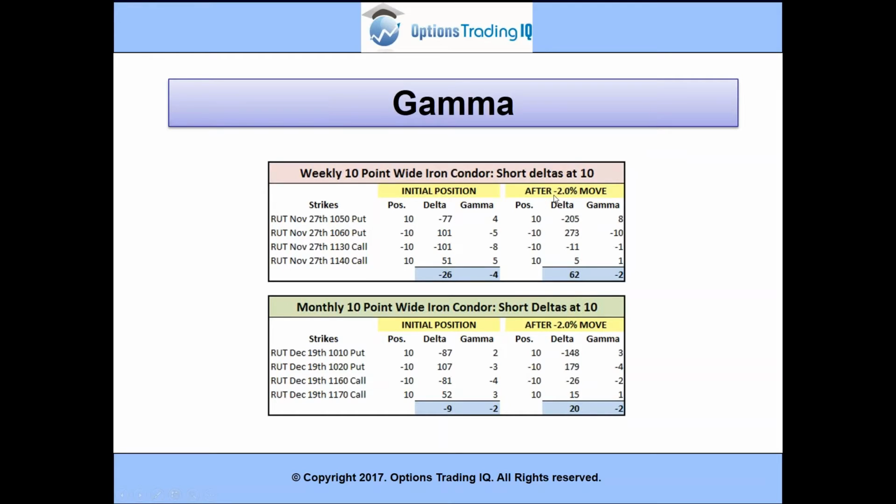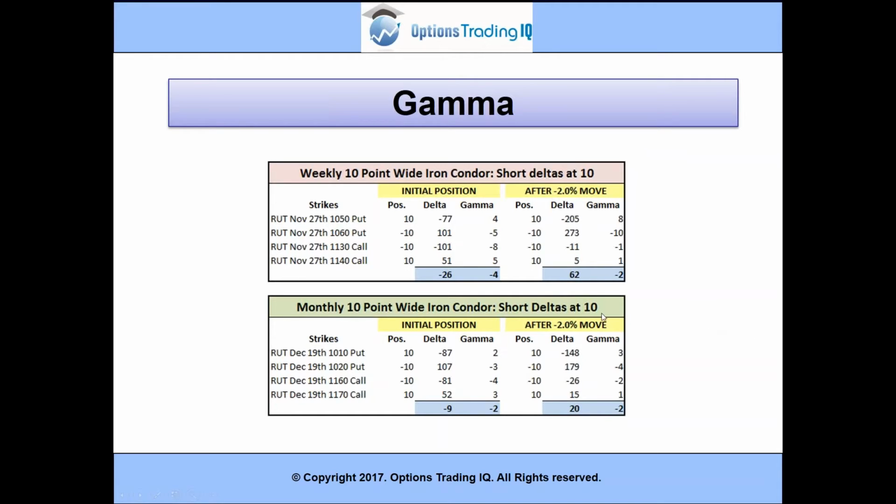We had negative delta, so a down move is good for us. Look what's happened to delta in this example. It's shot up to 62. That's a massive change for only a 2% move. We've gone from negative delta to massively positive delta. That's how gamma works. With a high gamma, your delta is going to change really quickly. That makes things hard if you're trying to stay delta neutral. If you're a delta neutral trader, high gamma means you're going to have to adjust a lot to get your delta back into line. That might not be something that you want to do. It incurs slippage, commission costs, all that sort of thing.